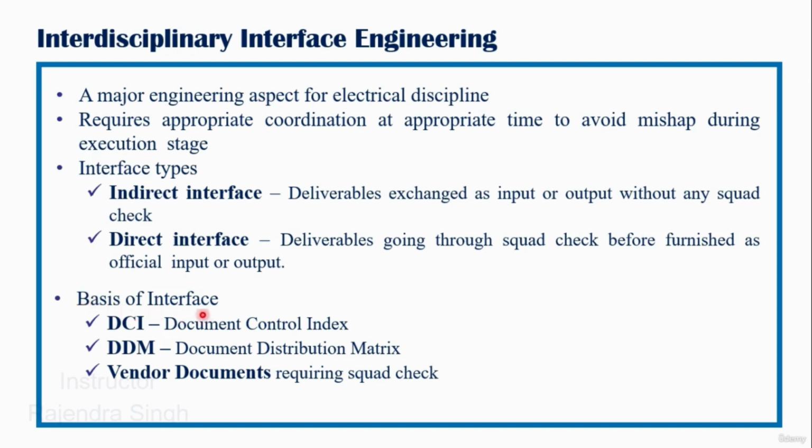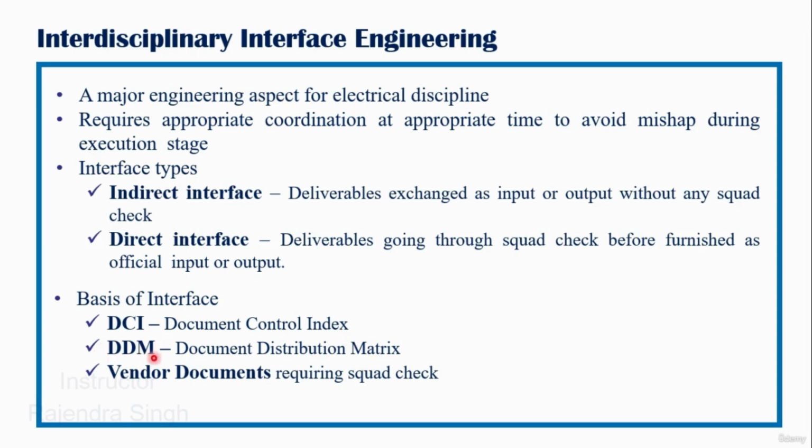Now, what is the basis of interface? The documents which form the basis of this interface include a DCI. DCI is the fundamental document of any project, called the document control index, which lists all the deliverables for a particular discipline with the document number applicable for a project. Again, to repeat, DCI specifies the list of deliverables for each project with the document number applicable for a project.